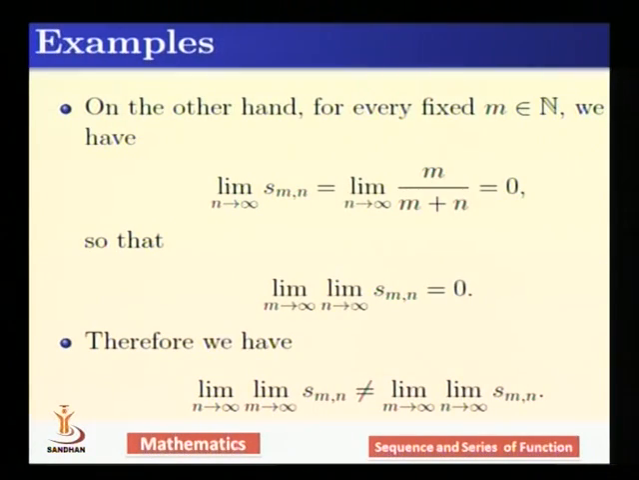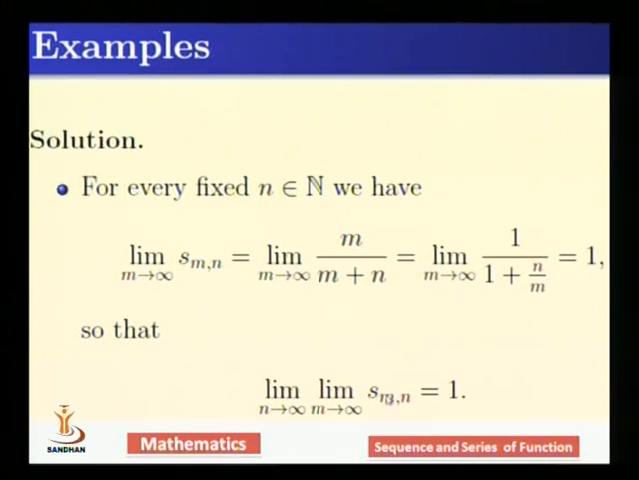On the other hand, for any fixed m, you look at the limit as n tends to infinity of Smn. So that will be the limit of m upon m plus n as n tends to infinity. Now m is fixed, so the numerator remains fixed and the denominator m plus n tends to infinity, and therefore this will go to 0. So the limit of Smn as first n tends to infinity then m tends to infinity is 0.